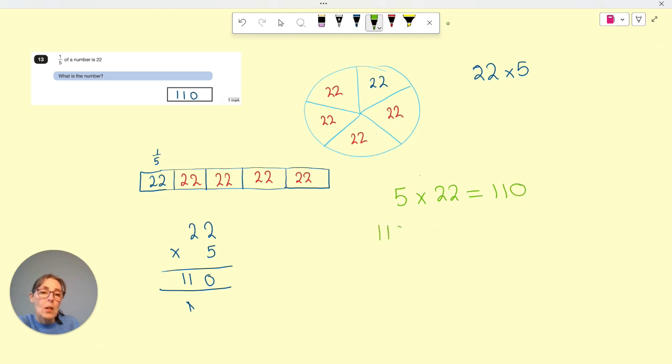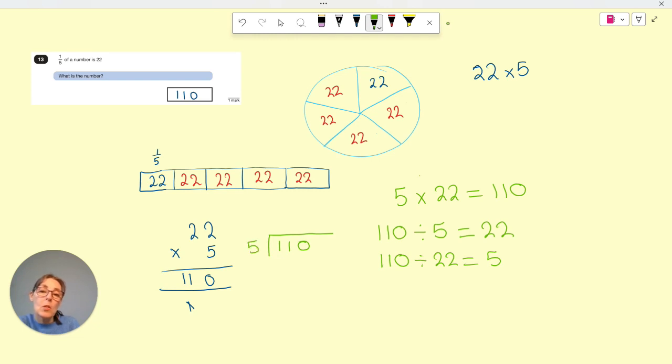And that means 110 divided by 5 should equal 22. But it also means that 110 divided by 22 should equal 5. So I'm going to do that here. I'm going to do 110 divided by 5.